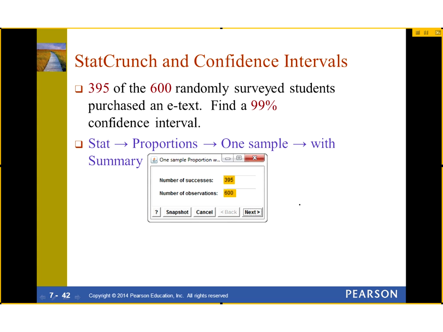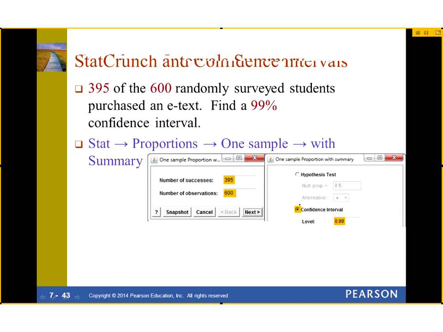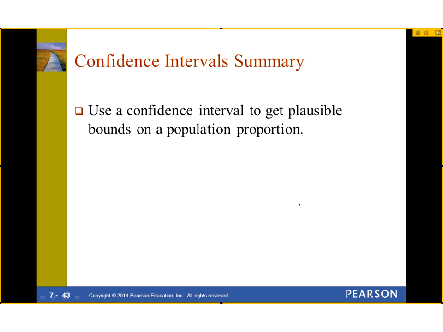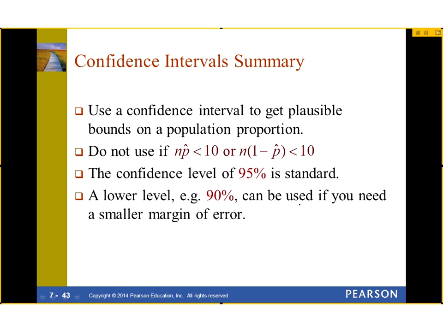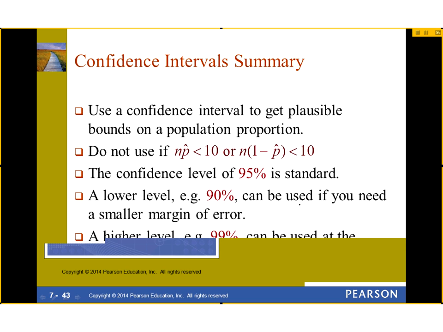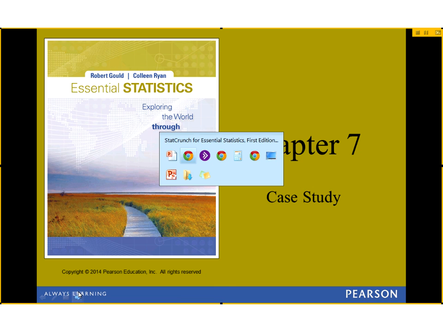All right, so StatCrunch and confidence interval, just like we did. Stat, proportions, one sample with summary. You put the number of successes, number of observations, confidence level, hit calculate, and you have your lower limit and your upper limit. Okay, so you can use a confidence interval to give you plausible bounds on a population proportion. You have to check it with the central limit theorem. 95% is typically standard. 90% can be used if you need a smaller margin of error. And a higher level, 99%, can be used at the expense of a higher margin.